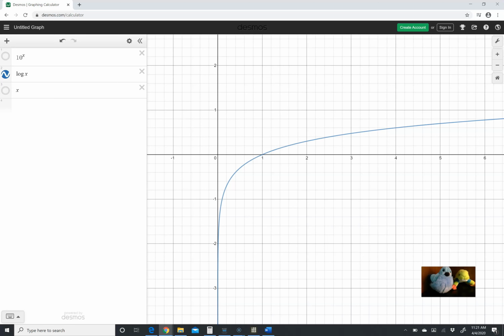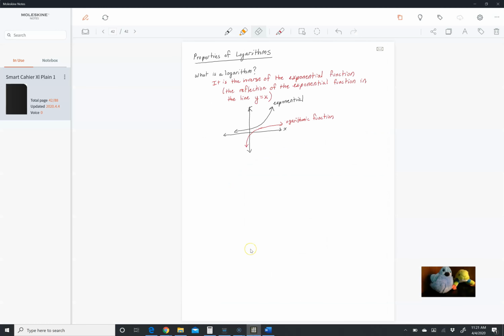And in fact, because it's a reflection in the line y equals x, the domain and the range simply switch, right? The idea is that we're flipping the x and the y. So if we're flipping the x and the y, then we would also be flipping the domain and the range, because the x's become the y's become the x's. So if the domain of the exponential is negative infinity to infinity, then the range of the logarithmic is going to be negative infinity to infinity.